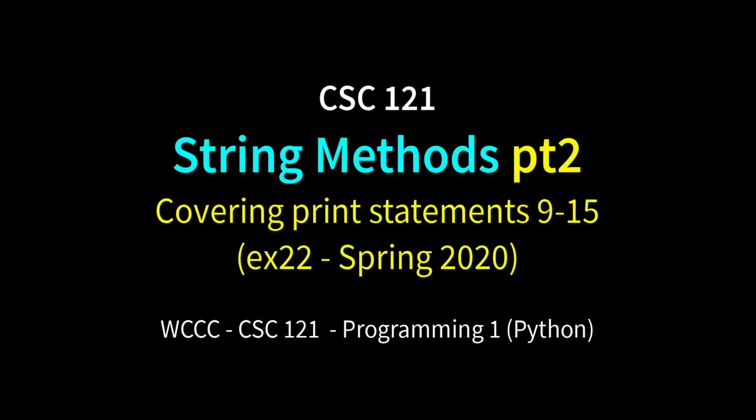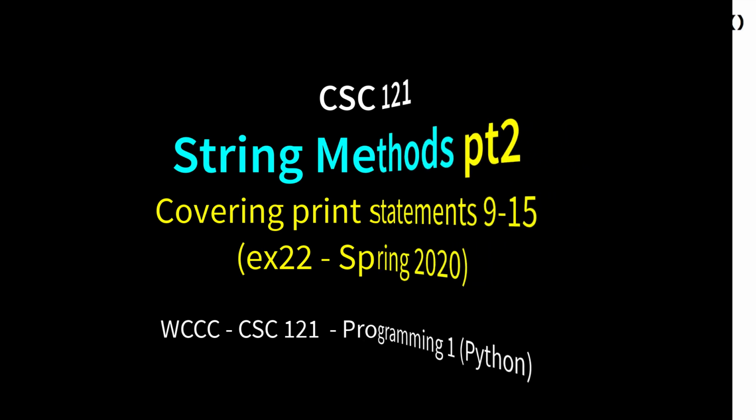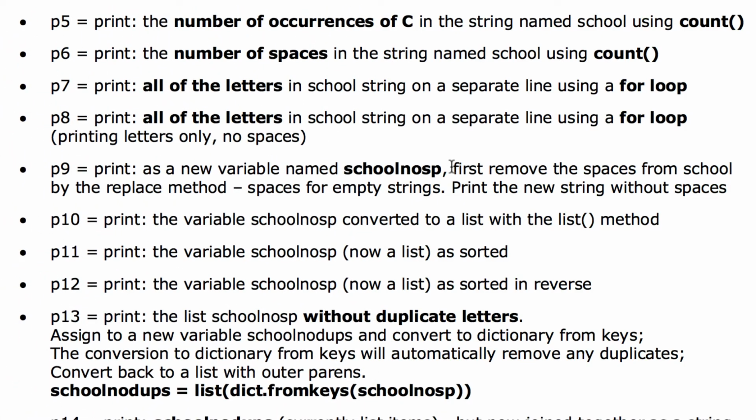Welcome back to the exciting conclusion of string methods. This is part 2, and we're going to be starting off with number 9 of our exercise. We're going to make a new variable called school no spaces, NOSP, or however you do that. And then we're going to print out school with no spaces.